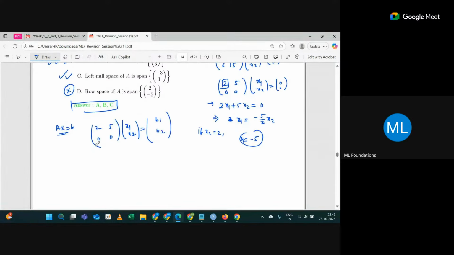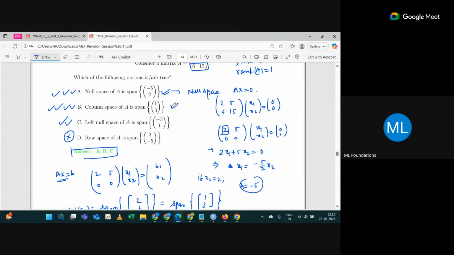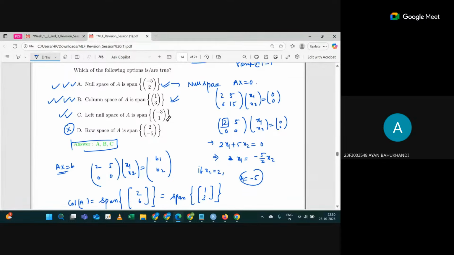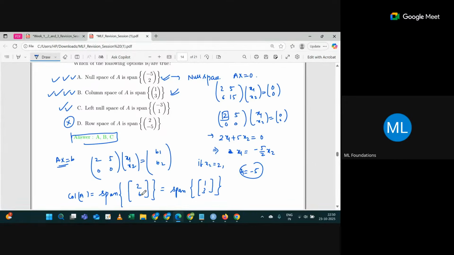So column space of A directly will be what? It's the span of the first column, which is span of 2, 6, or 1, 3, which is the same. Basically, you have to take 2 outside, right? Okay, I got it.